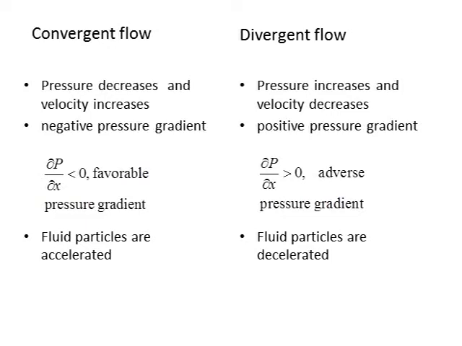Therefore, ∂P/∂x is less than 0, favorable in case of convergent flow. In case of divergent flow, ∂P/∂x is greater than 0, adverse pressure gradient. In convergent flow, fluid particles are accelerated because the velocity increases. In divergent flow, fluid particles are decelerated, that is, retarded, because the velocity decreases.